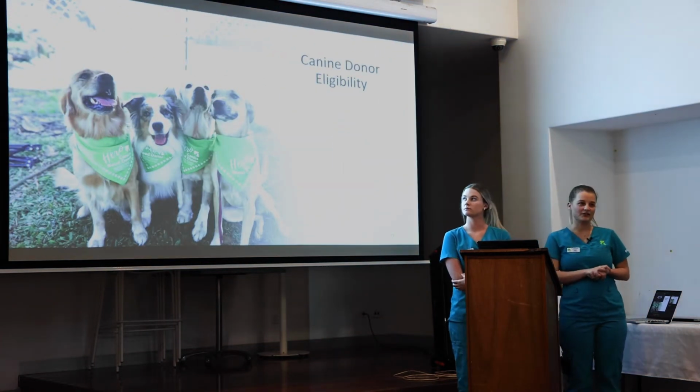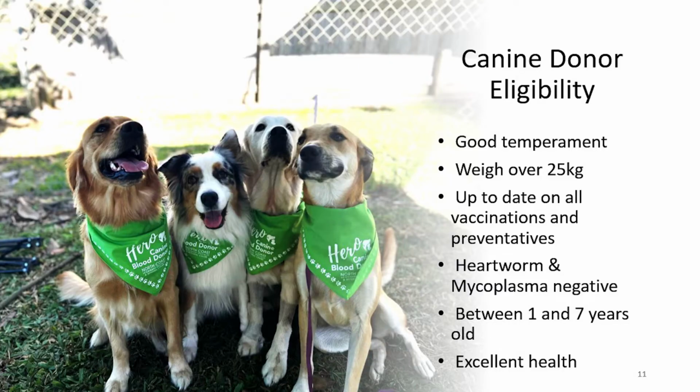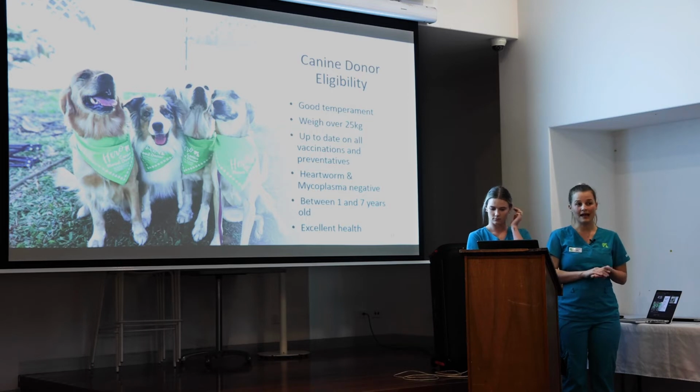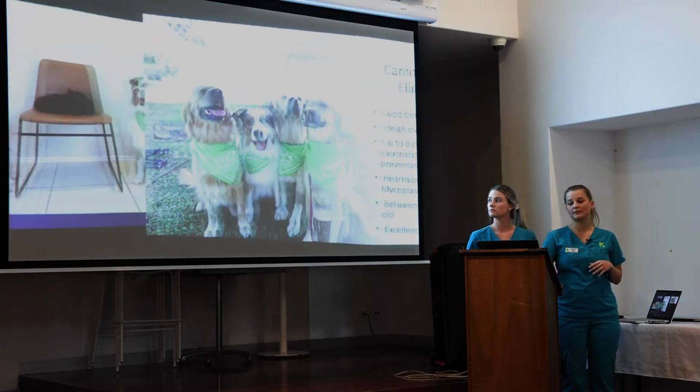So becoming a blood donor. To become a blood donor, we have a basic eligibility criteria that needs to be met. The requirements that we have for canines are that they have a good temperament and that they're comfortable within a veterinary setting. We need them to weigh at least 25 kilos, be between the ages of 1 and 7, be up to date on all vaccinations and preventatives. They also need to be heartworm and mycoplasma negative, and just generally speaking, we need them to be in excellent health. Felines are very similar.